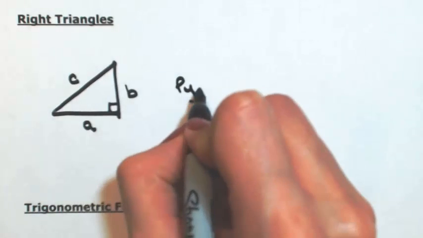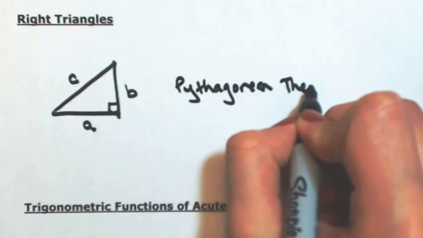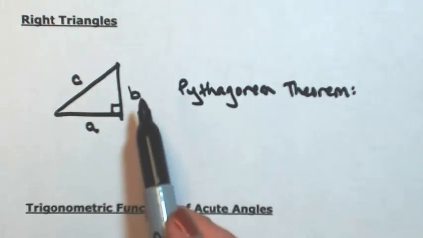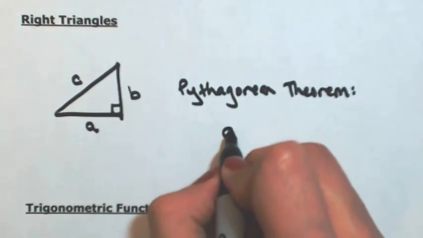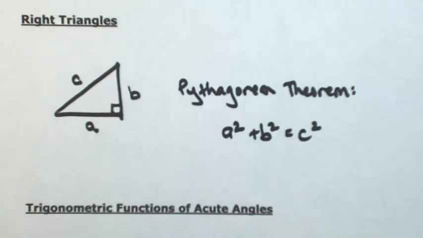Okay, we've seen before what we call the Pythagorean theorem. And that states that the sum of the squares of the legs is equal to the square of the hypotenuse. So A squared plus B squared is C squared.